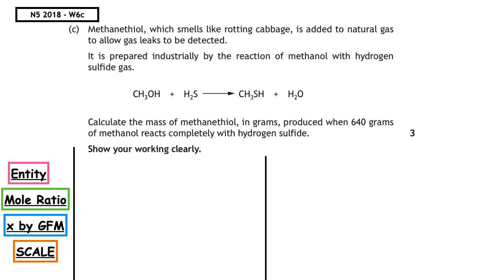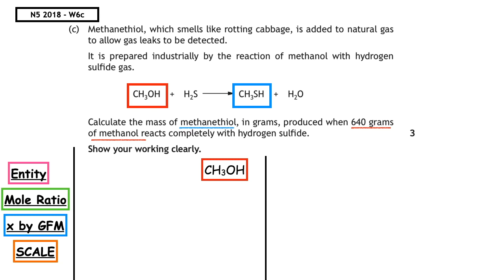The things that they want us to work with in the question: it's asking us to calculate the mass of methanethiol, which is CH3SH. So we put a box around that. It's produced when 640 grams of methanol, which is our CH3OH, reacts completely with hydrogen sulfide. So we want to write down our formula directly from the balanced equation. So we have CH3OH in a box, and on the other side we have our CH3SH in a box.